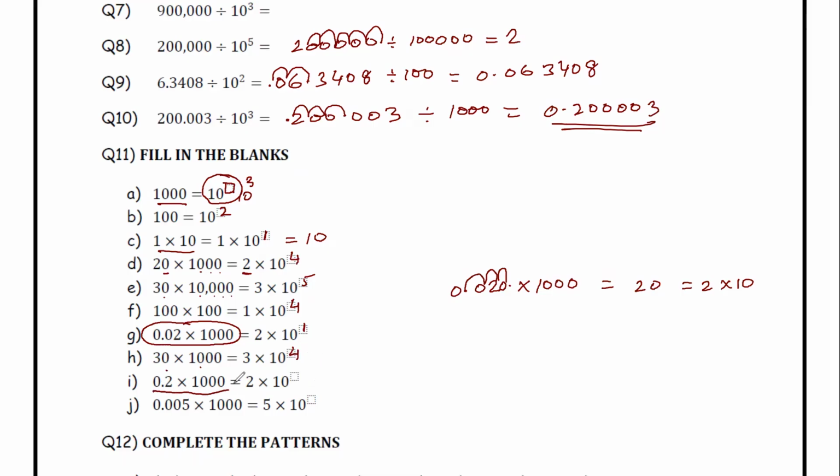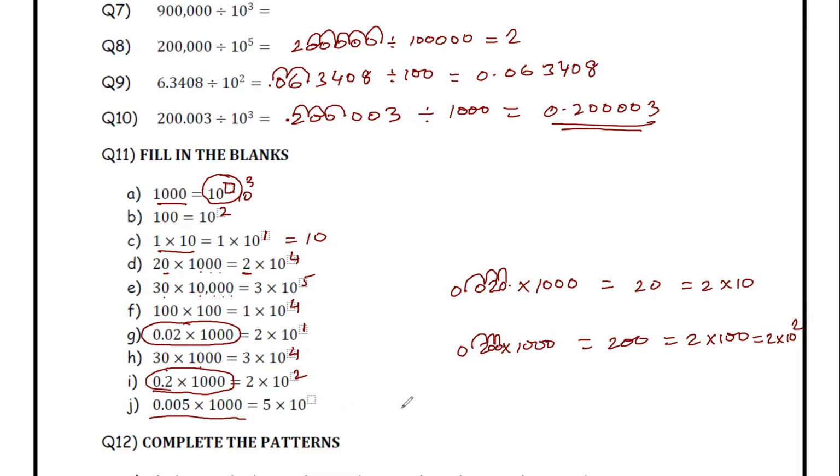Now again, we got another confusing one. So 0.2 into 1,000 is 200. How? 1, 2, 3. Okay, so 200. And 200 is written as 2 into 100, which is 2 into 10 to the power 2. So that's 2 out here.